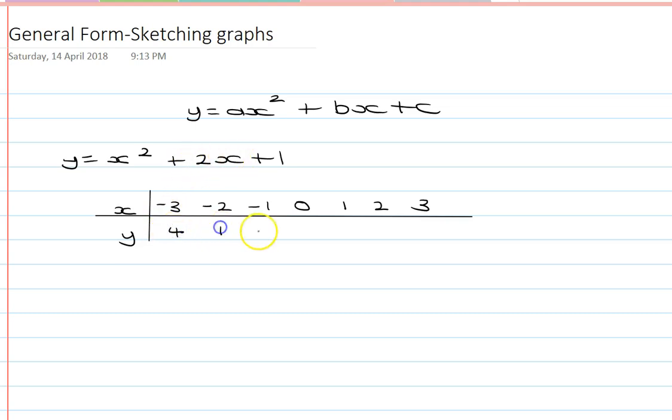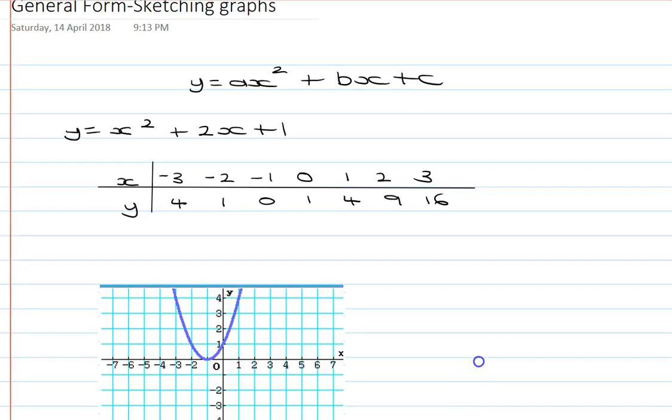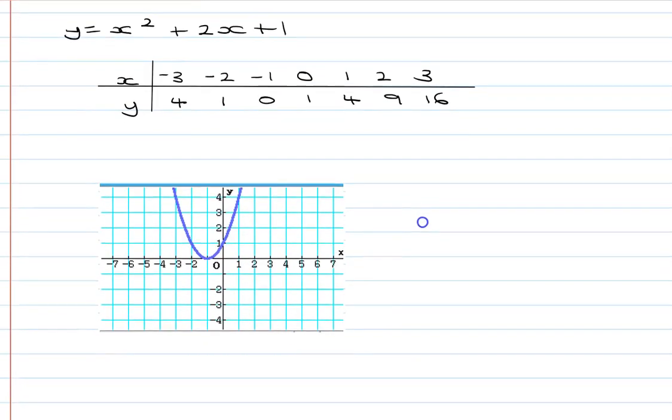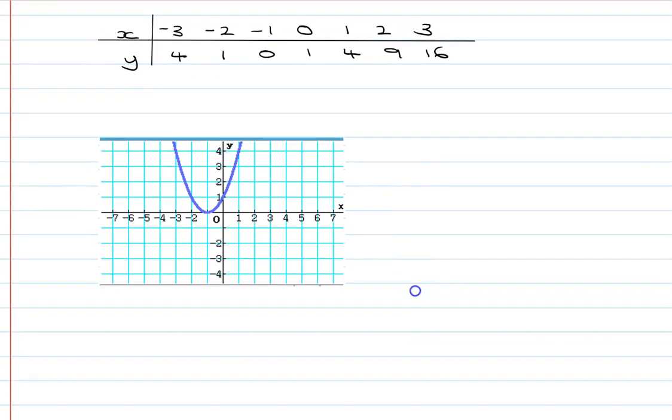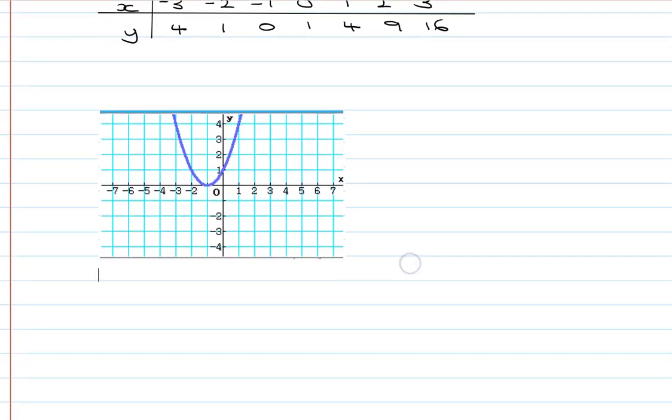And obviously if I did that for every single value, this would take some time. I'm obviously speeding this up a bit. I've got a set of coordinates which I would plot, and that would take me a bit of time as well. So we need a better way, a more efficient way. So I've cheated a little bit and I've used the ClassPad or the graphics calculator to plot this.